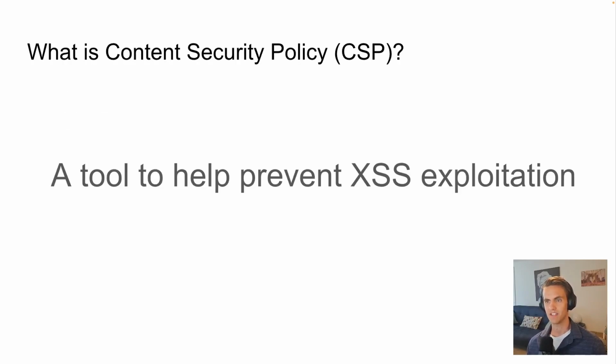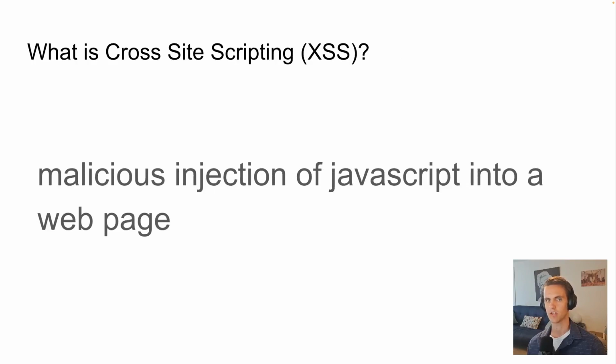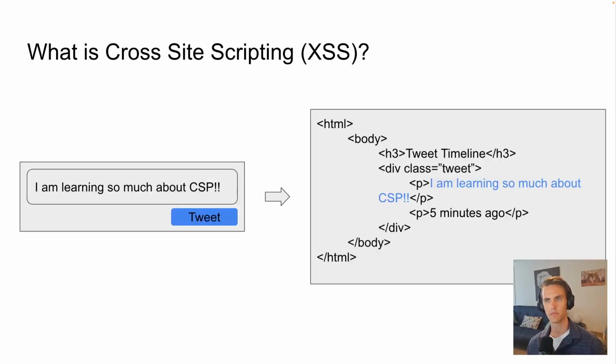So part one, theory. What is CSP? Well, I think to understand CSP, you have to understand what it's trying to prevent, and it's trying to prevent cross-site scripting. And so cross-site scripting, there's many different definitions and types, but I like to think of it as just malicious injection of JavaScript into a web page. And so here's a little example app of what that might look like.